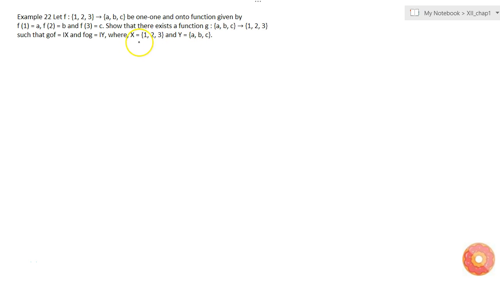Given there is a function f mapping from the set {1, 2, 3} to the set {a, b, c}, and it is defined as f(1) = a, f(2) = b, and f(3) = c, and it is one-one and onto.